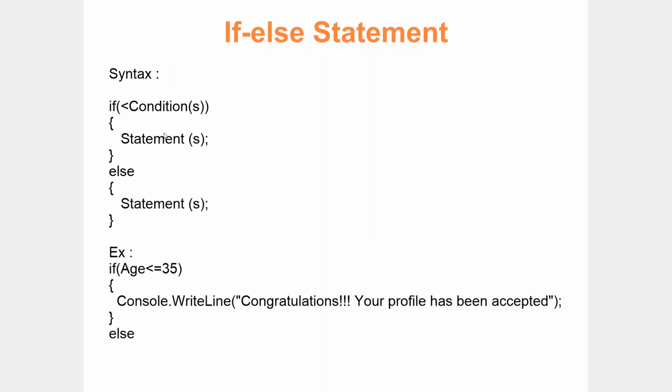If the condition is true, perform this action. Otherwise, perform the other action. If age is less than or equal to 35 years, print this message saying that congratulations, your profile has been accepted. Else, print this message: sorry, you already exceeded the maximum limit. This is called the true block and this is called the false block. If the condition is true, it will go to the true block. Otherwise, it will go to the false block. If the condition is true, do this. Otherwise, do this.